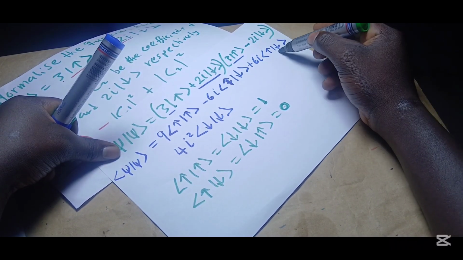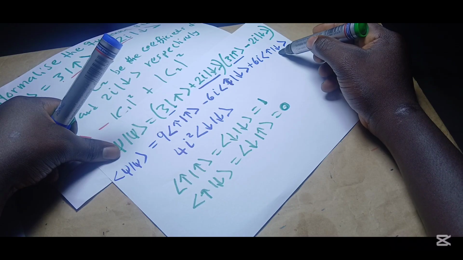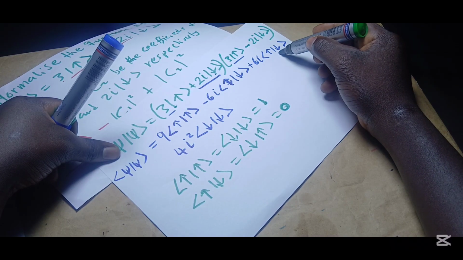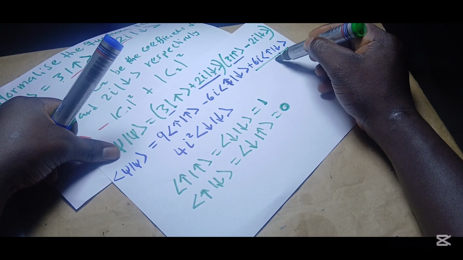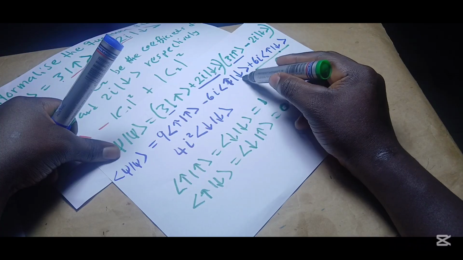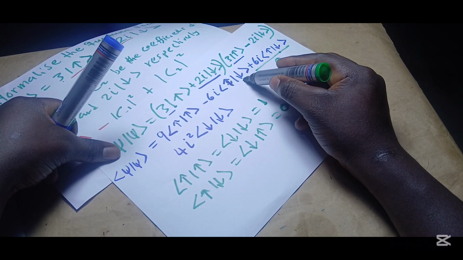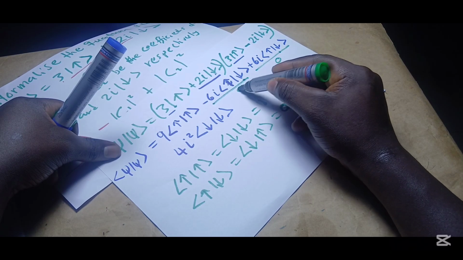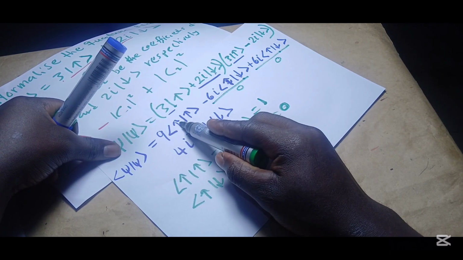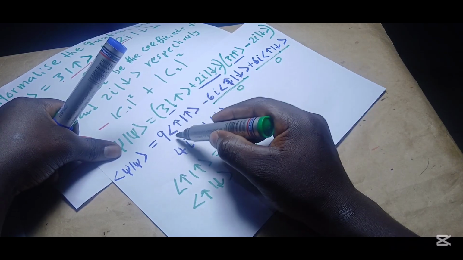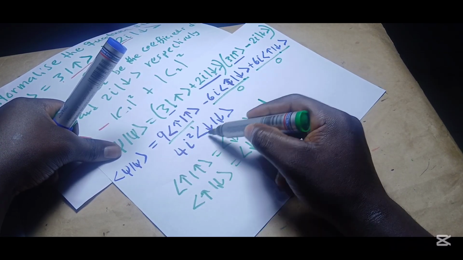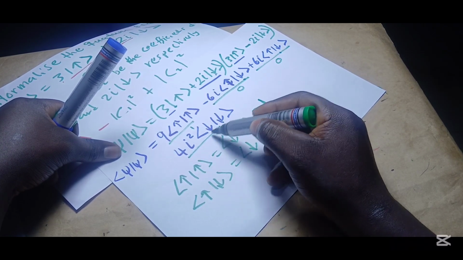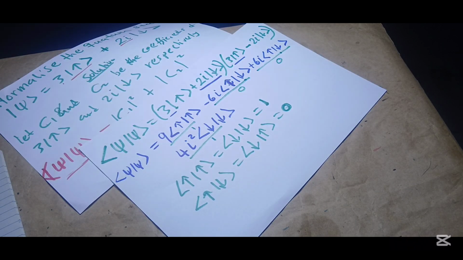So we have spin up, spin down here. This will give us a probability of 0. So this term here goes to 0. We have spin up, spin down here. This one will also give us a probability of 0. We have spin up here. This will give us a probability of 1. Spin down, a probability of 1. So now let's proceed.